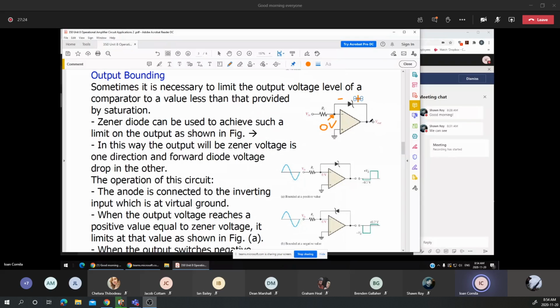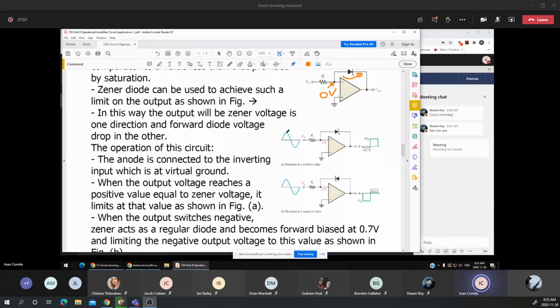And in the opposite way, if the output voltage is positive, the cathode is connected to a positive voltage and the anode to a negative voltage. The diode is in reverse bias, which means that it will act as a Zener diode, which will limit the output voltage to the VZ, or the voltage across the diode.